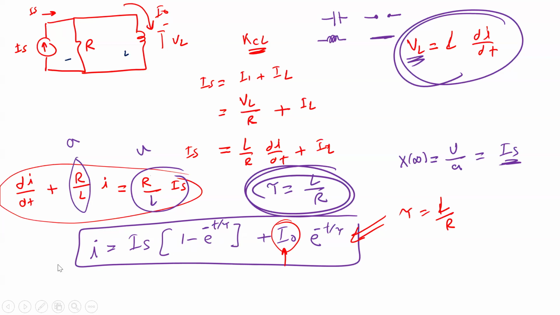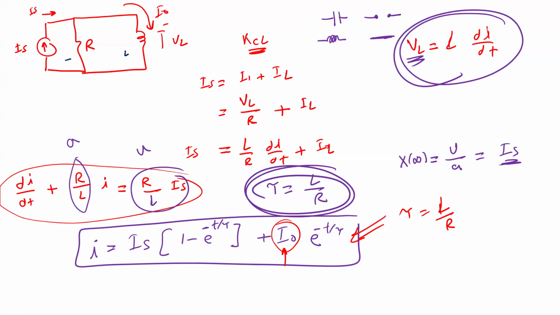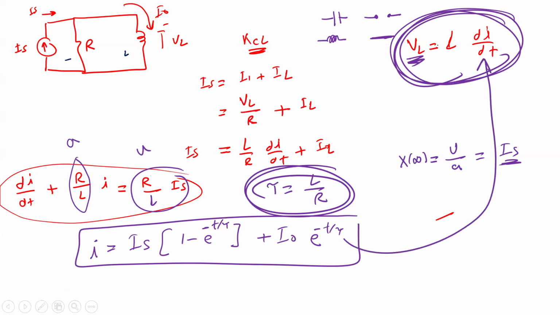One more thing, as I told you. This is for I. In order to get V, you have this formula here, so you can differentiate I here, you can differentiate this one, multiplied by L, and now you can get the formula for V. This I is the current in the inductor, and V is the voltage across the inductor. So V should equal V naught e to the minus t divided by tau.